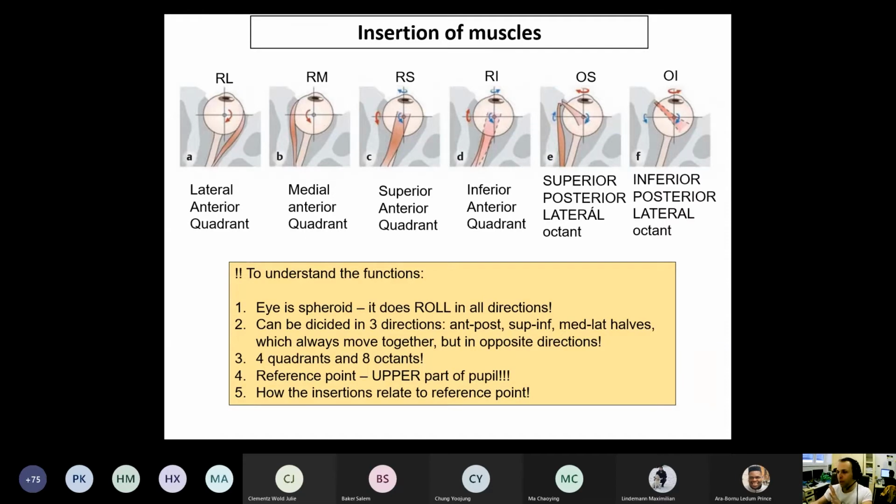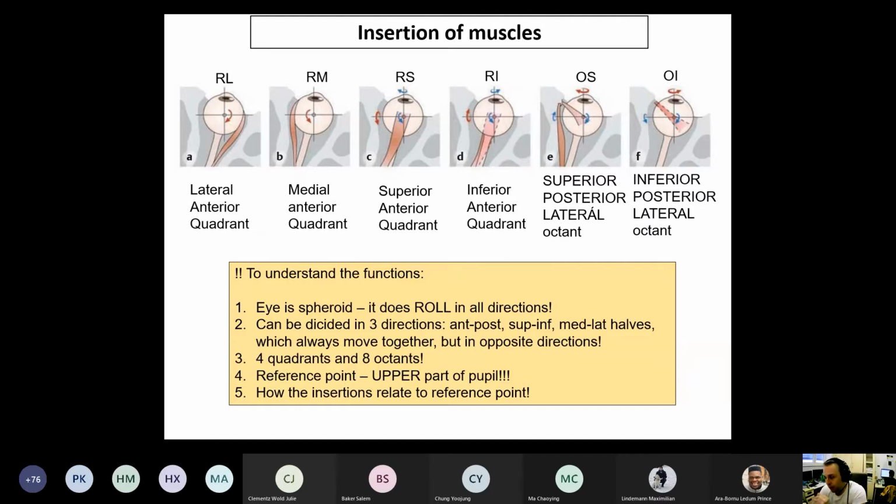Because of the rolling, these move always together, but the different parts, so anterior and posterior, superior and inferior, medial and lateral, will always move in opposite directions. If the anterior part is moving downwards, then the posterior part is moving opposite, upwards. Okay, so you have to keep this in mind. Also, you have these 4 quadrants and 8 octants.